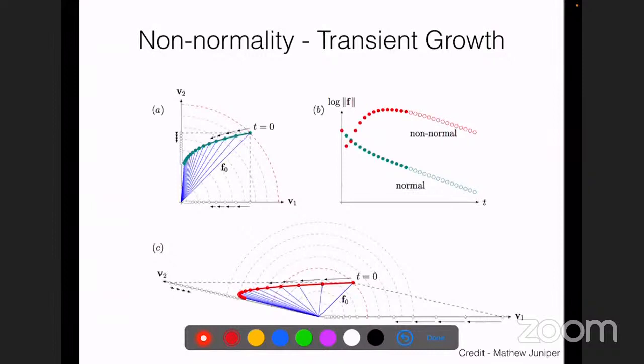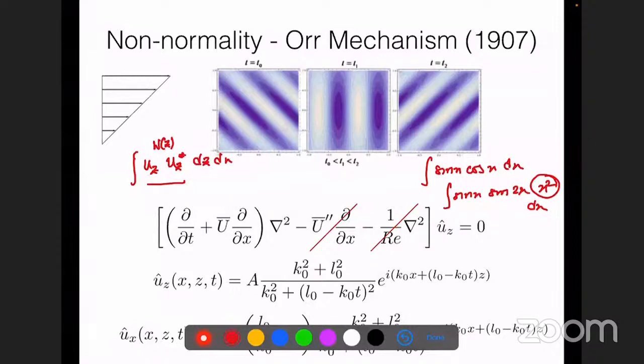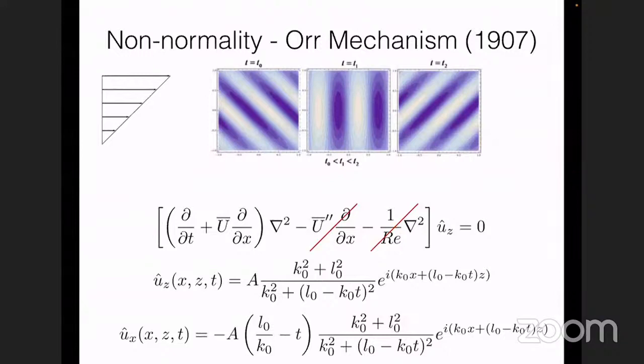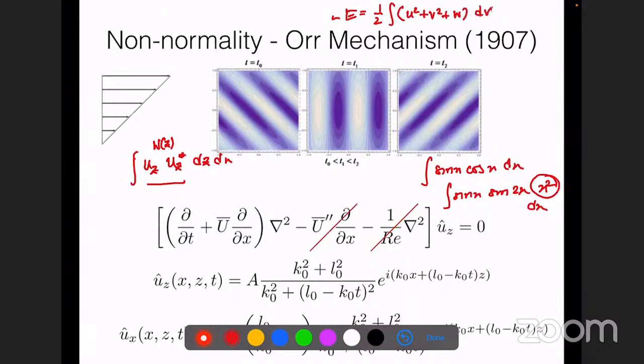Ritra had a question: what does it physically mean to have non-normal eigenfunctions? As I said, if you write down the expression for kinetic energy, it would be half u square plus v square plus w square, integrated over the entire volume. Now if you define this purely in terms of uz, and let's say I do a 2D problem and ignore one component, so I have uz and ux, and I want to define this purely in terms of uz, then the kinetic energy would be some function of z. It could be just a function or a derivative.